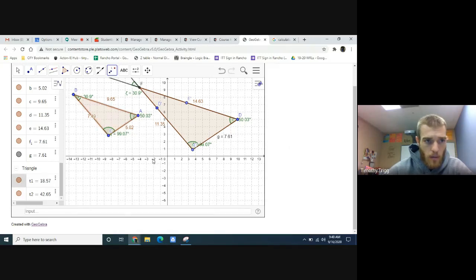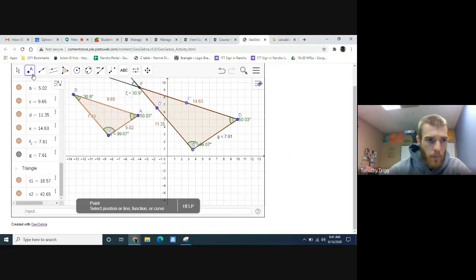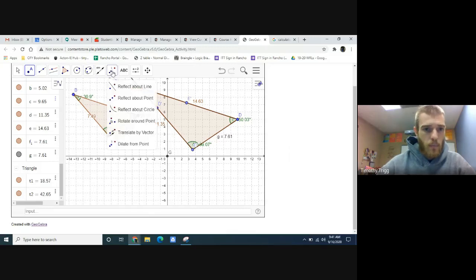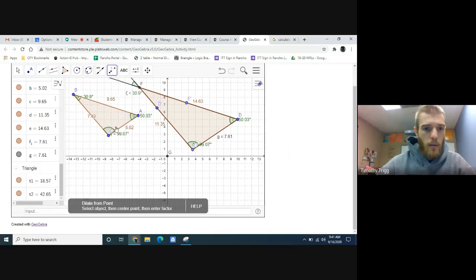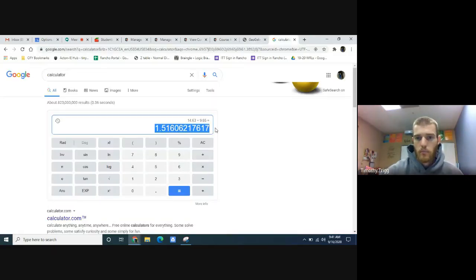Oh, it didn't do anything. Okay, get off that tool. Go to the point tool, go to point, and click 0, 0. Okay, it's important we have that point available to us. So you're going to have to make a point here using the point tool. Now let's go back. So go back to where we were. That's this one. Go to dilate from point, click the triangle, click the point, and then where it says factor, this is where you put in this value.